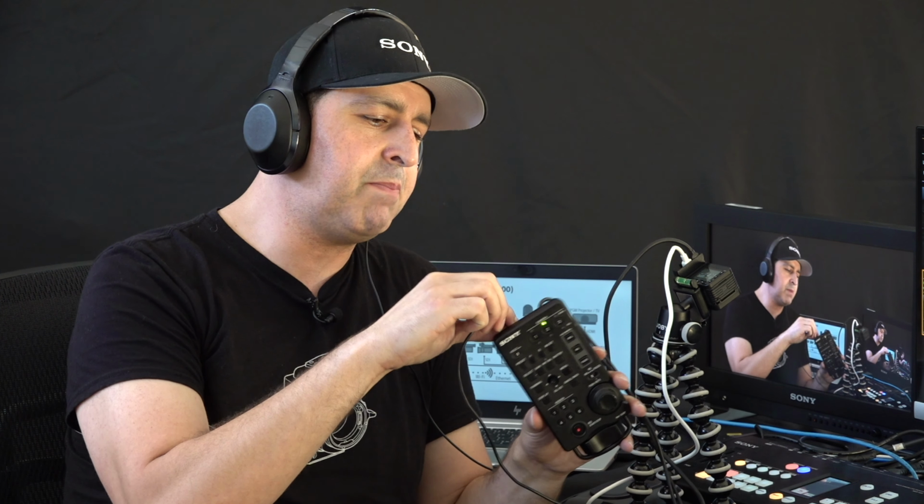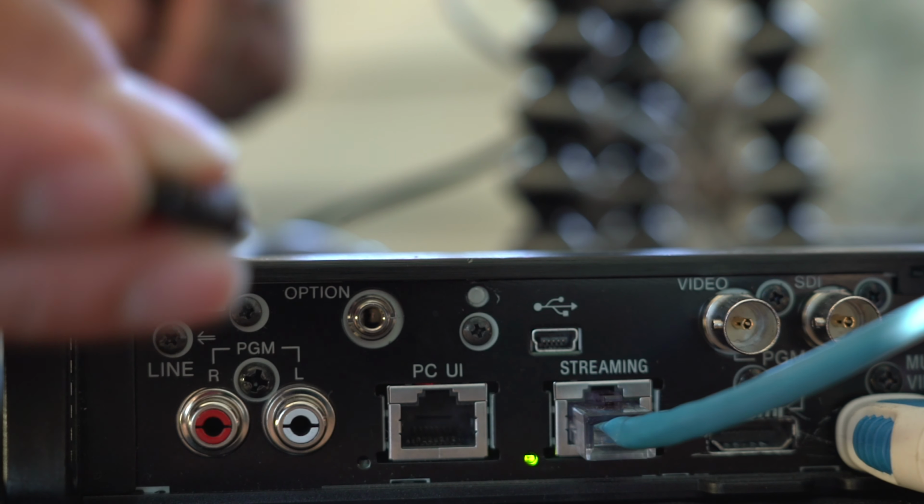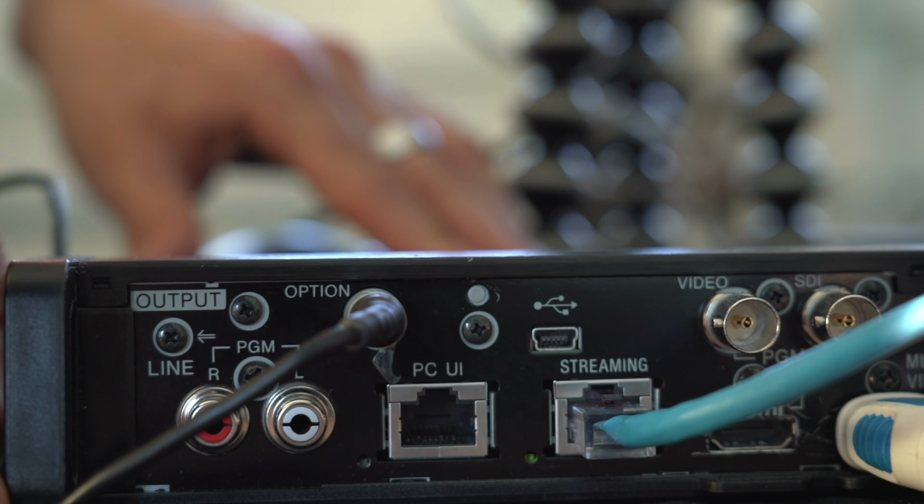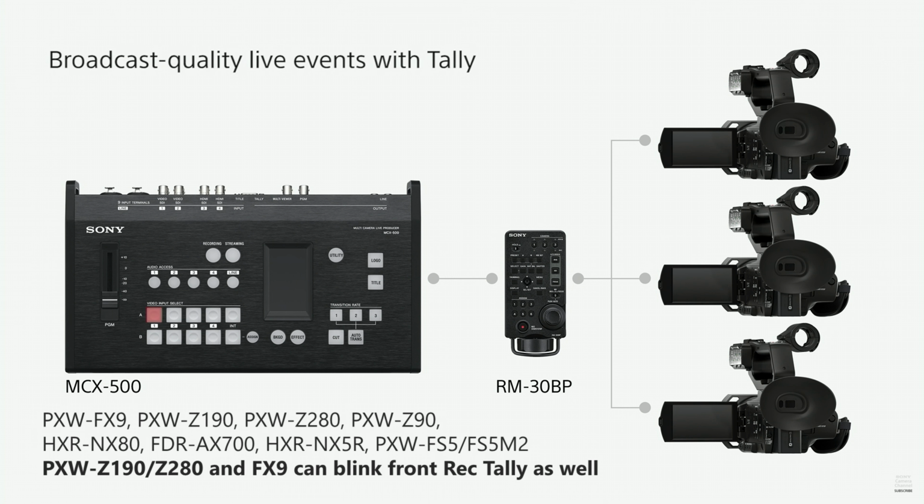Another cool option using my RM30BP in conjunction with the MCX 500 is that I have this audio cable, and I can connect to the back of the RM30BP as well as connecting to the back of the MCX 500. Once I have that connection established, I can now see tally on my LCD screens for the cameras that can allow tally functionality. Here's a list of the cameras that currently work with the tally function with the RM30BP and the MCX 500.